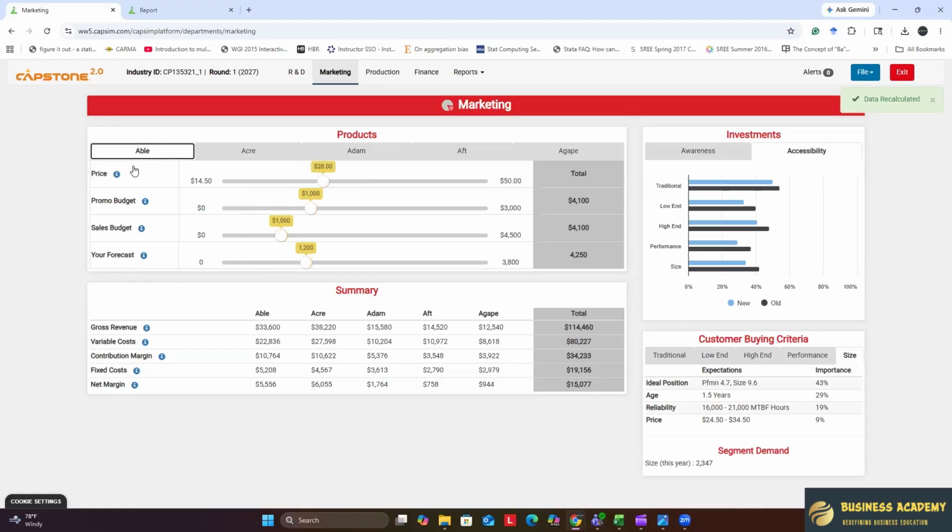So the first thing would be Able, which is your traditional product. To have the information, here it is. So the first thing is pricing. The customer is willing to pay between $19.50 and $29.50, and the customers are pretty price sensitive, 23% of importance. So basically, the maximum that I can charge is $29.50 without losing customers.